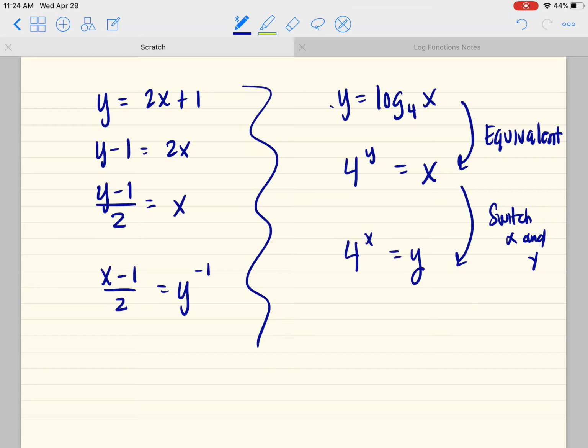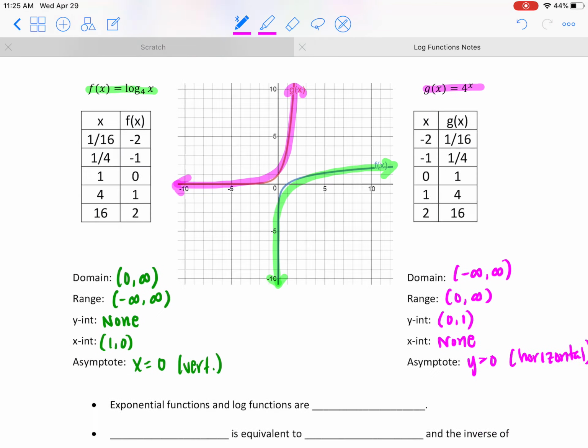So these two things are equivalent, right? They're just rewritten. But if we take it one more step now and switch the x and the y, like we did when we were finding the inverse, right after we solve, then we get 4 to the x power equals y. That is the exponential function with the same base. That's what we just graphed on our note sheet. So if we have a log with base 4 and an exponential with base 4, and there are no other transformations, or they had the same transformations happening, those two functions are inverses. All the x's and y's were switched.